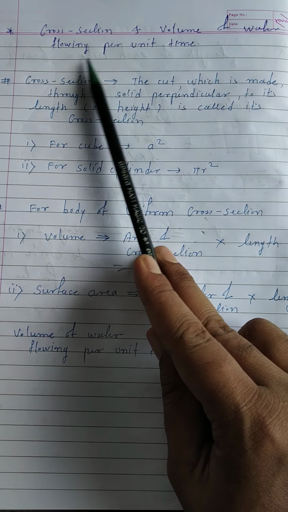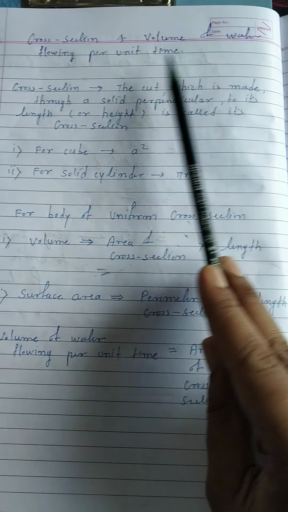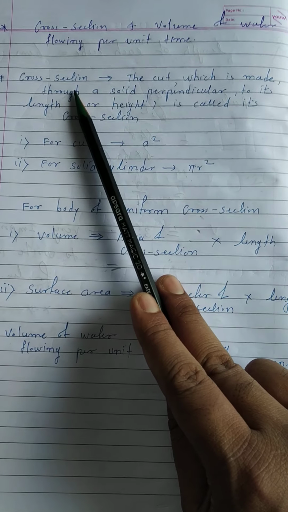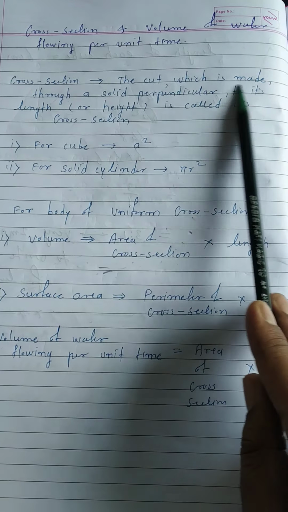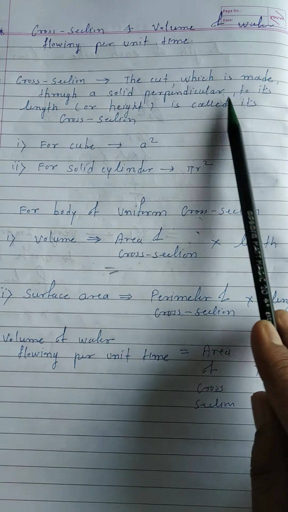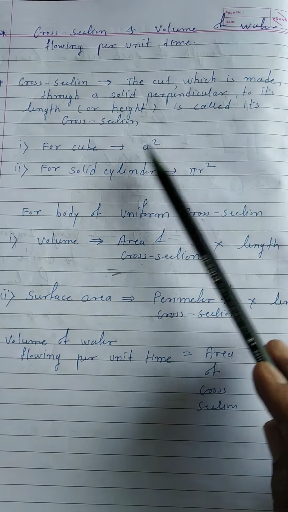Hello everyone. The next part of lesson number 21, solids, is cross section and volume of water flowing per unit time. Now we need to understand what we mean by cross section. It is the cut which is made through a solid perpendicular to its length or height, and that is called its cross section. For a cube the area of cross section will be a square. For a solid cylinder it will be pi r square.